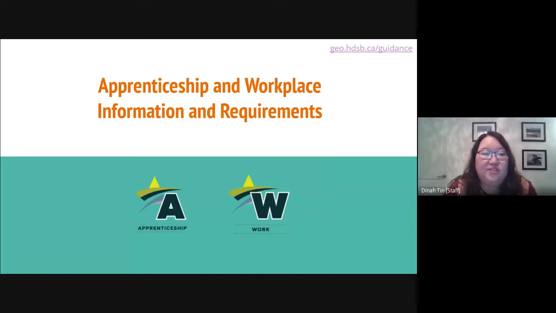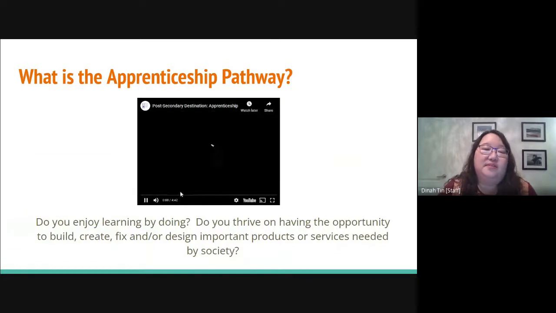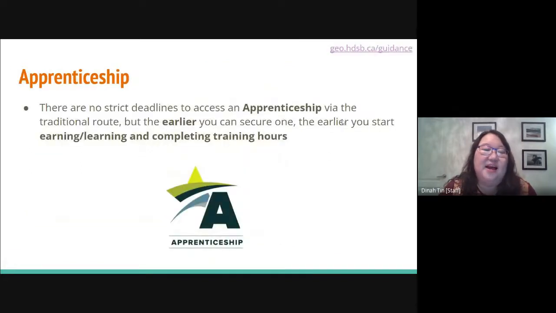So I'm going to start talking about our apprenticeship and workplace information and requirements. The apprenticeship pathway has a video, which we're not going to go over today. For apprenticeships, there are no real strict deadlines to access an apprenticeship via the traditional route. But the earlier you're able to secure an apprenticeship, the earlier you can start earning money and learning about that trade and completing your training hours.